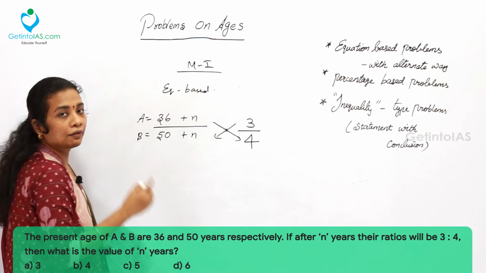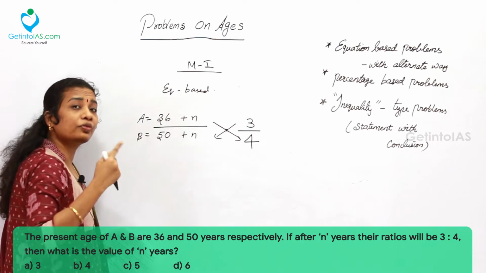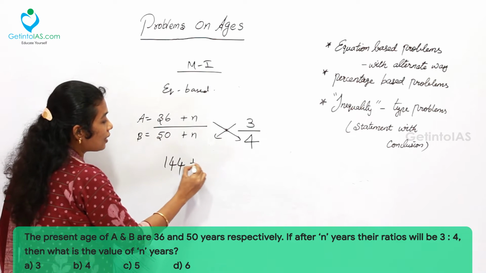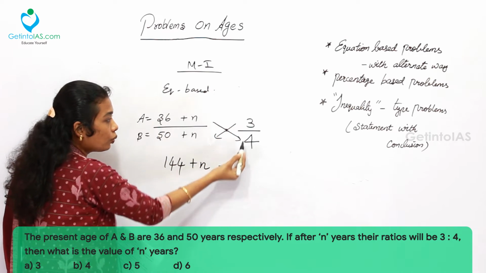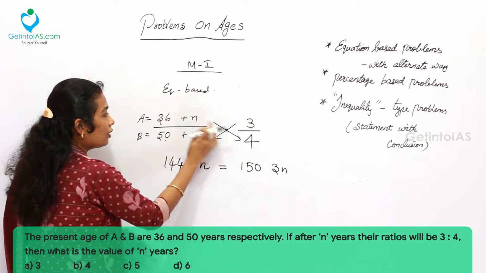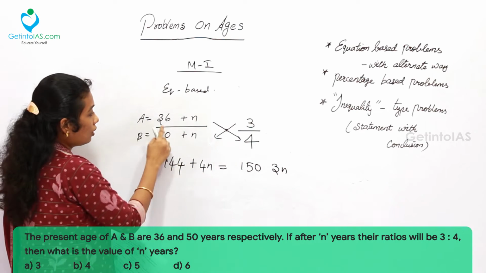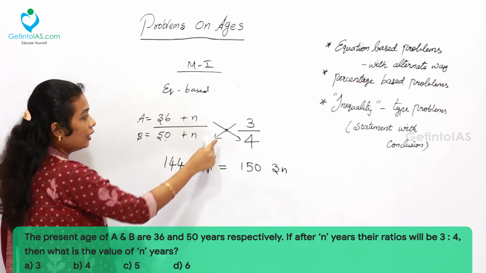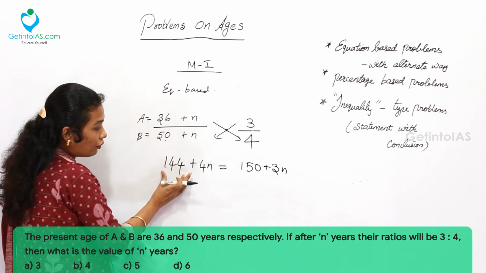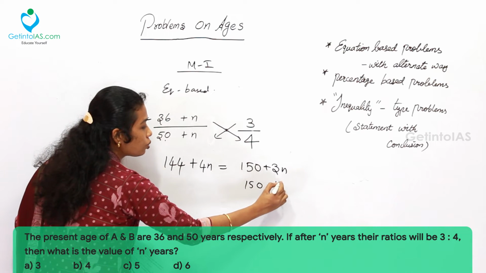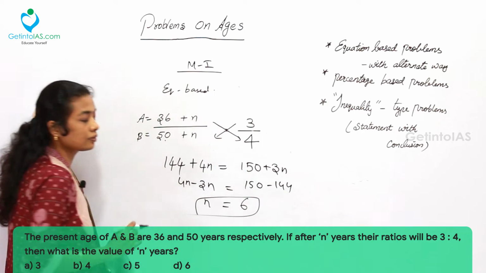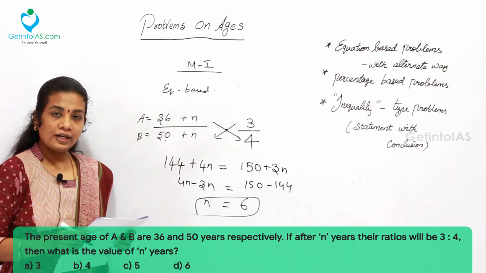Simply you can cross multiply and find the value of n, that is 4 into 36. Double of 36 is 72, double of 72 is 144. 144 plus, sorry, here I want to write 4n, right? 4 into 36 is 144, n into 4 is 4n, which is equal to 3 into 50, 150, 3 into n, 3n. Now let's take this 144 over here: 150 minus 144, and 4n minus 3n. Therefore, n will be equal to 6. From the options, you can select option D, 6.